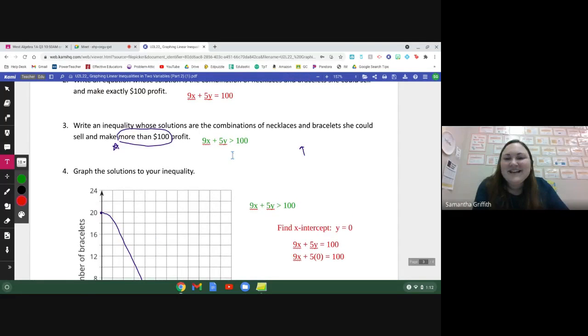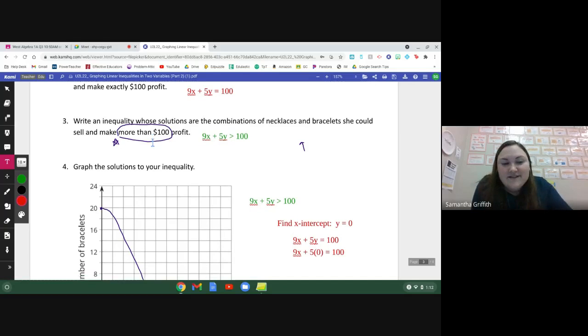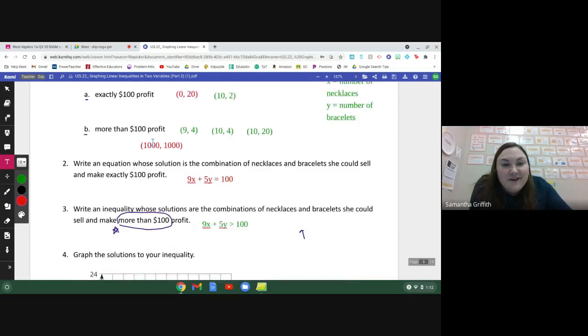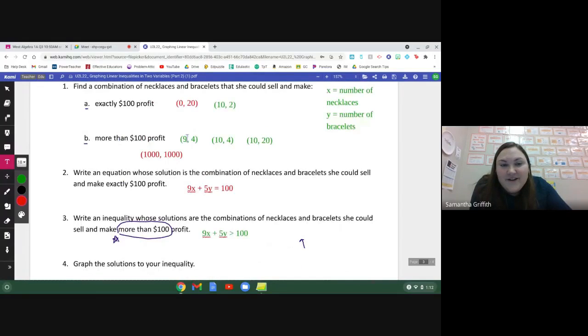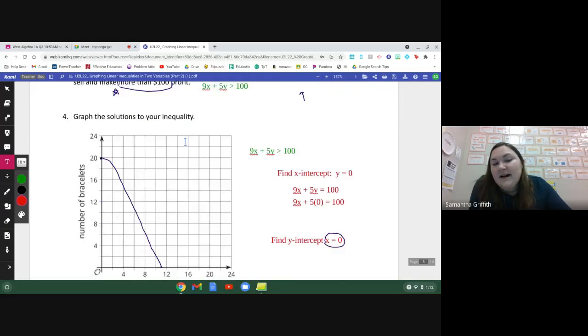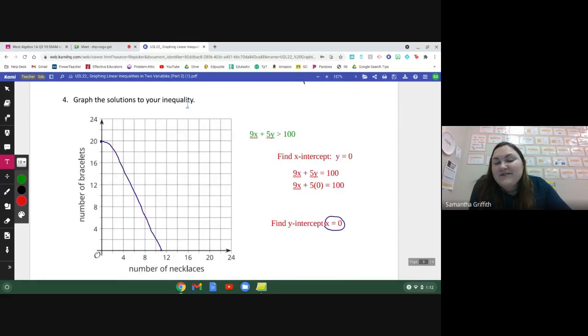Remember, we've been talking this whole time about how many necklaces and how many bracelets she could sell to make more than $100. We figured out earlier that these here are examples of combinations of necklaces and bracelets she could sell to make more than $100. Thinking about that, we want to change our graph into an inequality. I need to shade the area that shows all the different combinations she could sell to make more than $100.